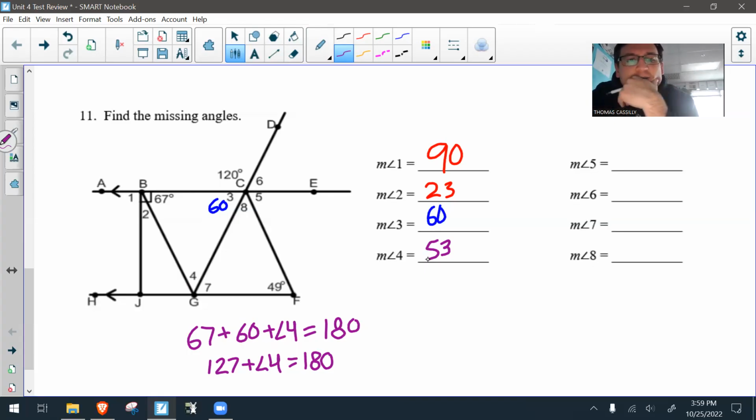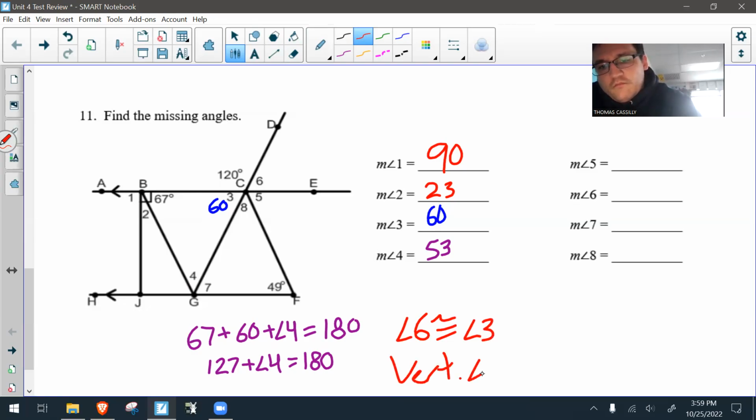Angle 5. What do we do about angle 5? Before we get to angle 5, let's look at angle 6. Notice how angle 6 is congruent to angle 3. Those are vertical angles. So I'm just going to write that one down. That'll save us a little bit of time here. So angle 6 is, did I say 30? Angle 6 is 60 degrees. I'm sorry.